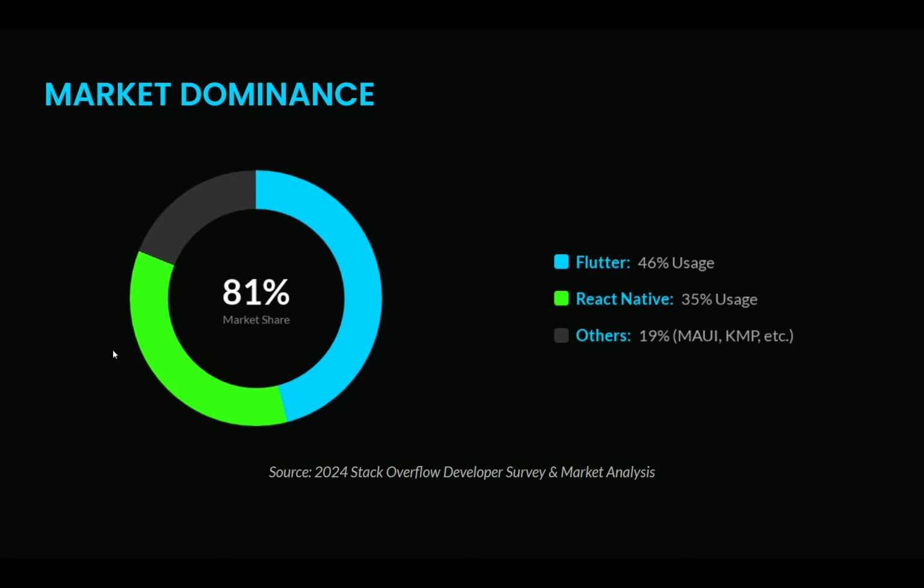So the market dominance: Flutter 46% and React Native 35%, and the others. KMP, Kotlin Multiplatform, is kind of new right now, so you can see the market dominance, just 19%.